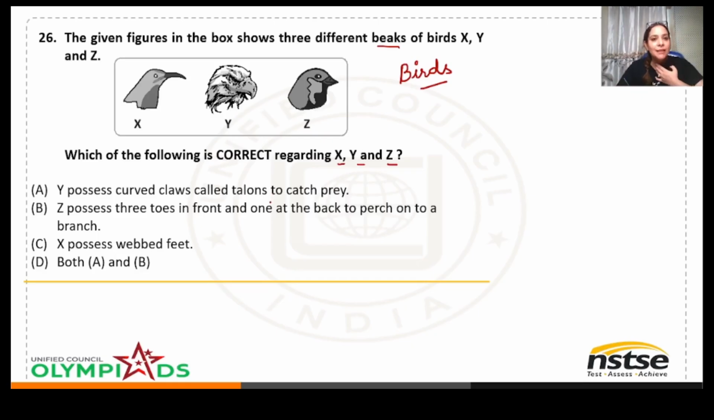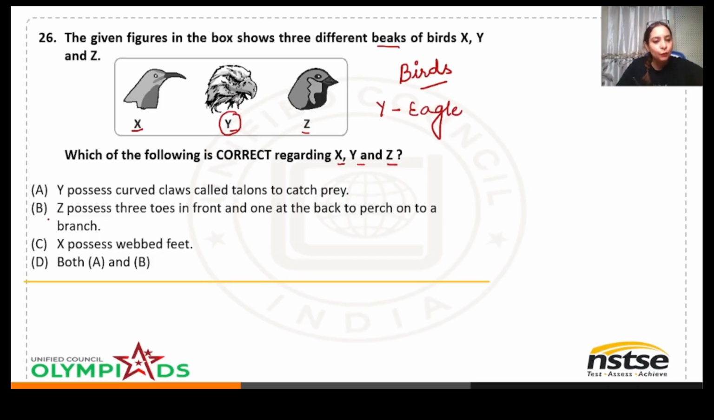So we need to identify which of the given options is correct in response to X, Y, and Z. Now about X, Y, and Z, a few things are written. Option A says Y possesses curved claws called talons to catch prey. So that means we are talking about this, and I hope you are able to recognize this. Y indicates a bird, that is eagle.